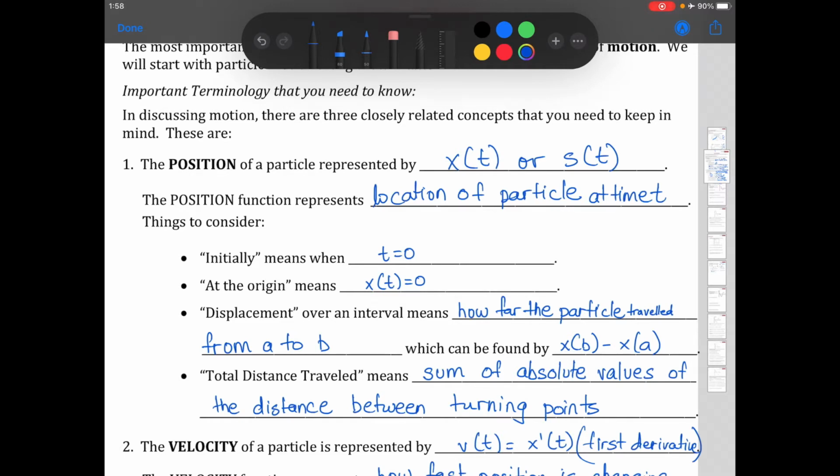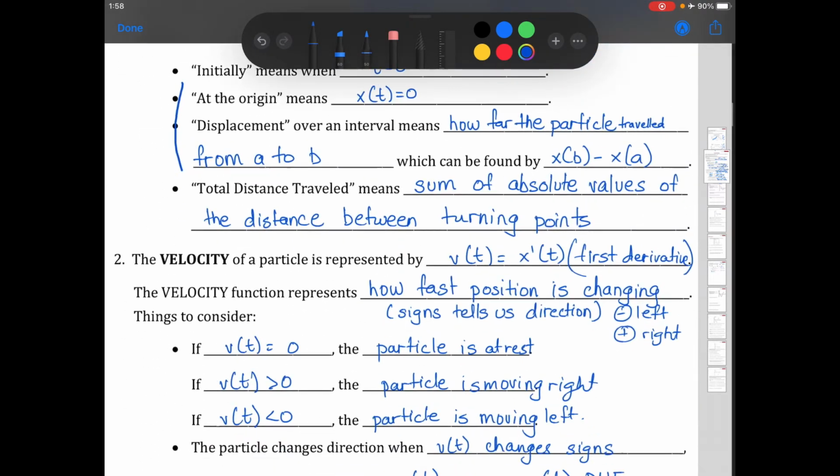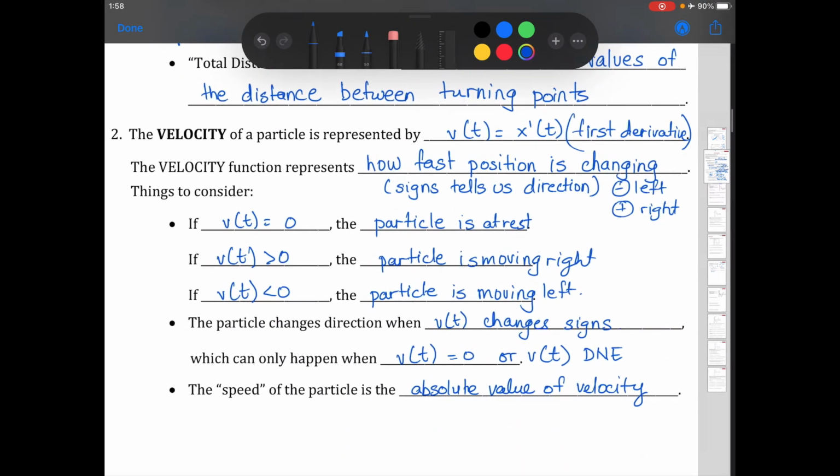So let's talk about total distance traveled. It means the sum of absolute values of the distance between turning points. So your distance is basically the absolute value between those turning points. Now let's talk about the velocity. The velocity of a particle is represented by the first derivative. v of t is equal to the derivative of your position function.